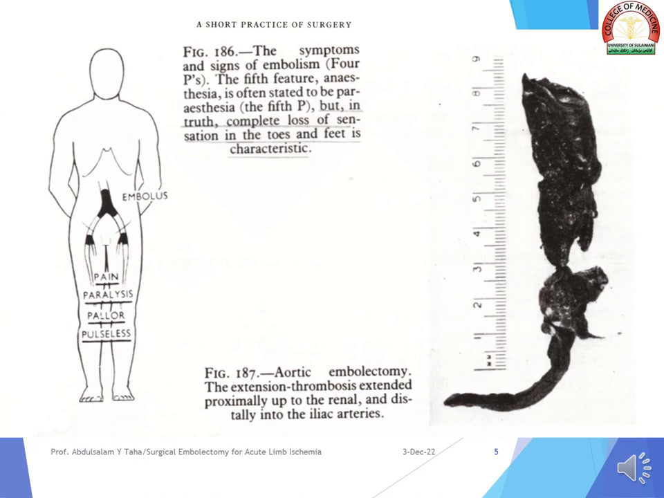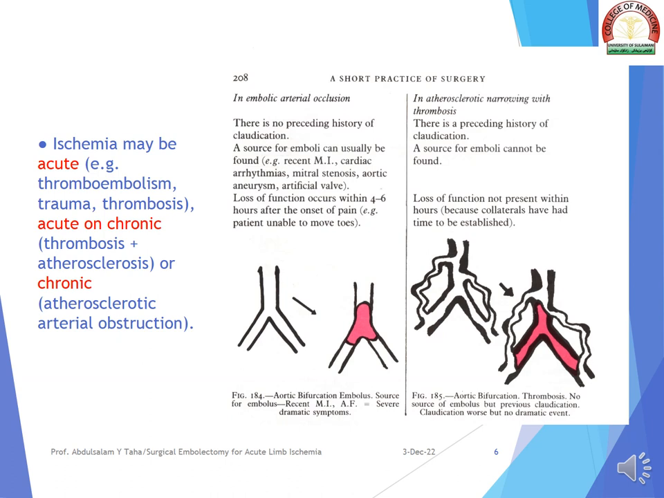Now, this picture is taken from an old edition of A Short Practice of Surgery, demonstrating the clinical features of an aortic embolus. The symptoms and signs of embolism consist of pain, paralysis, pallor, pulselessness, besides paresthesia or sometimes complete anesthesia. And this picture shows an aortic embolectomy specimen showing an extension of thrombus proximally to the renal arteries and distally into the iliac arteries. The picture also was taken from an old edition of A Short Practice of Surgery by Bailey and Love.